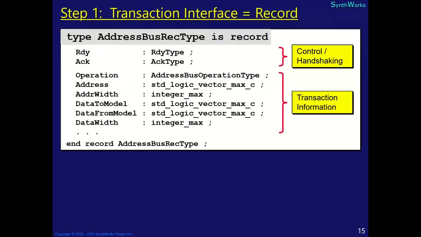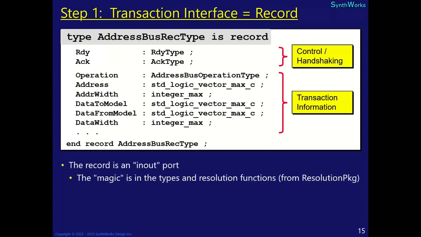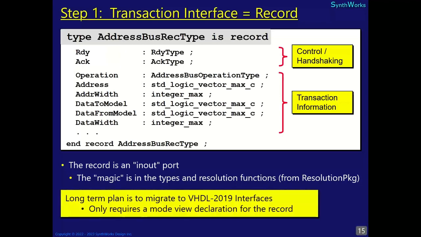The interface for us is just a record. Now you might be saying, wait a minute, you're using it as an in-out. We all know there's driver issues with that, right? So we've solved the driver issue by having types with resolution functions. And the resolution functions in the resolution package, as part of OSVVM, use maximum-based resolution, hence the suffix max. So they just pick the biggest number and ignore if there are multiple drivers. But generally, we do catch that. I'll show you that in a few minutes.